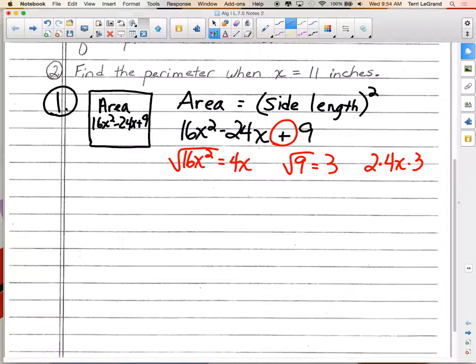What is that? What's 2 times 4? 8. What's 8 times 3? 24. Huh. But we need a negative 24. You can have a negative 3 square root also, can't you? Yeah. Okay, so we have a negative 24x. It is a perfect square trinomial. Oh, isn't that convenient? Because what's its factored name now?